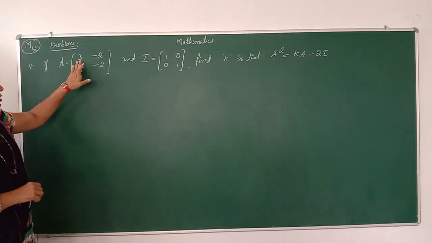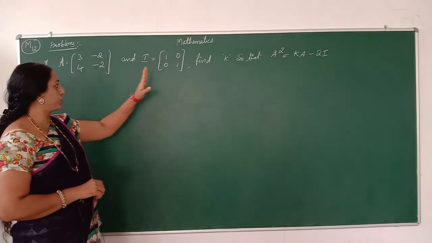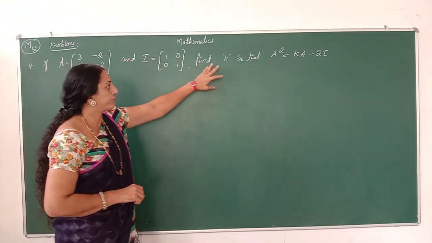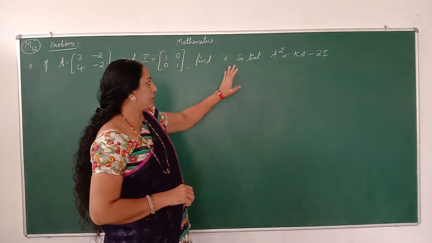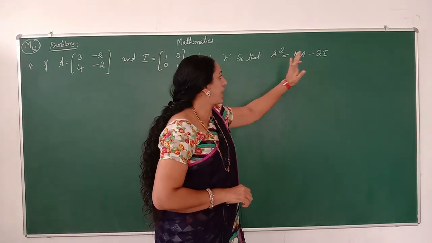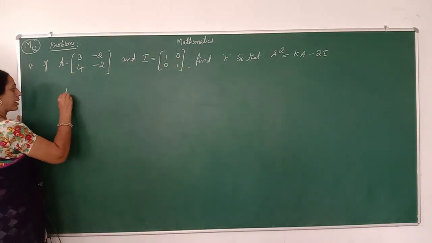If A equals [3, -2; 4, -2] is a matrix of order 2 cross 2 and I is an identity matrix of order 2 cross 2, find K. It says kI, the small letter k, means scalar multiplication. So that A square is equal to kA minus 2I. Now first we'll find A square.